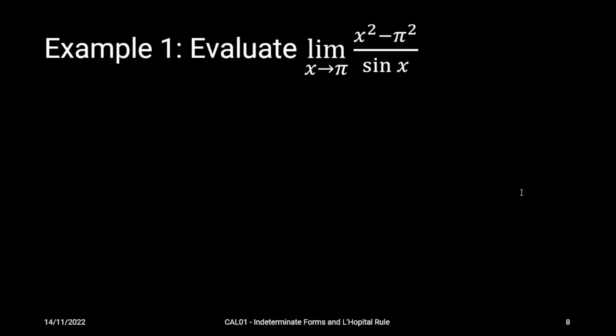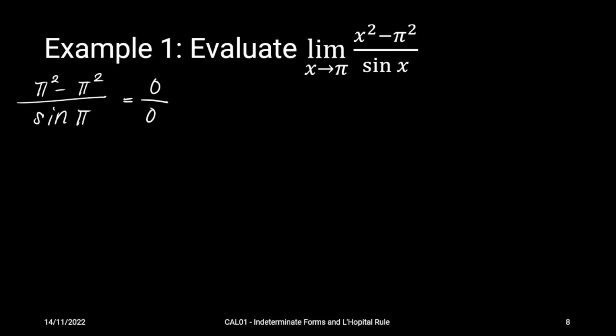Let's say, evaluate the limit of the function x squared minus pi squared over sine x as x approaches pi. So let's substitute. So we have pi squared minus pi squared over sine pi. And we all know, diba, this is equivalent to 0 over sine pi, which is also equivalent to 0 over 0. So hence indeterminate yung ating limit.